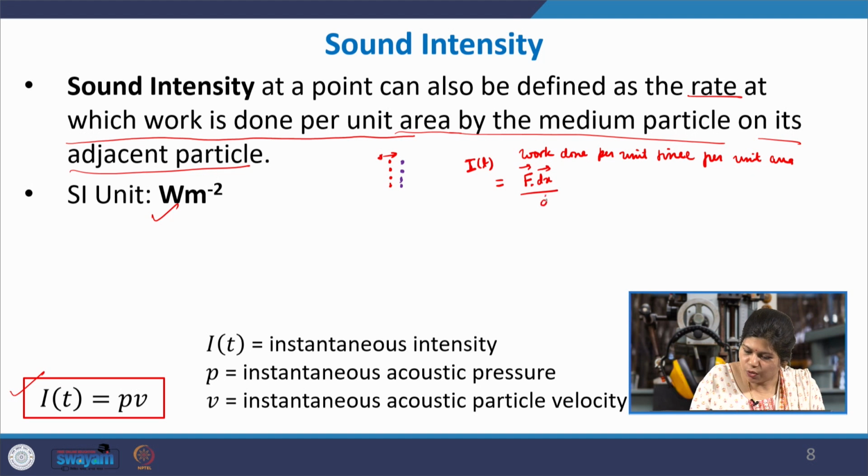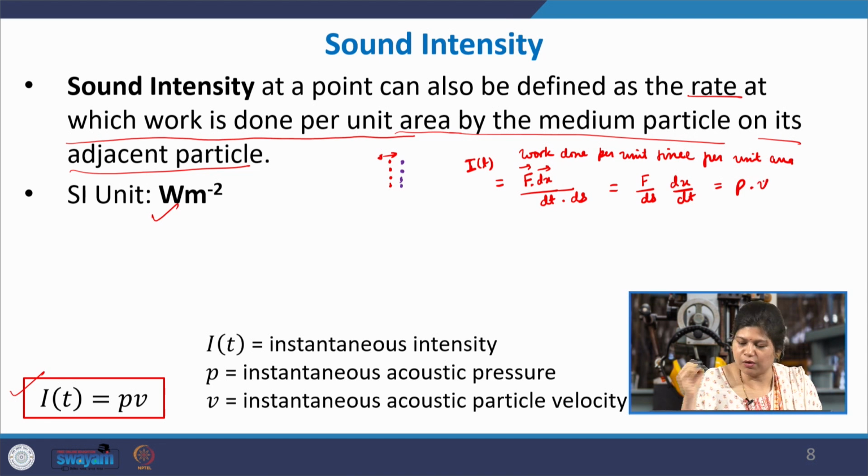Then per unit time, so by dt, and per unit area by ds, the surface area over which the sound wave is propagating. So, this becomes F by ds, which, because it is force per unit area, should become pressure, and then dx by dt is the velocity. So, we have pressure multiplied by the velocity. Okay. So, that is how we are getting this formula P into V. This is the instantaneous intensity, and it is the product of the instantaneous acoustic pressure and the instantaneous acoustic particle velocity.